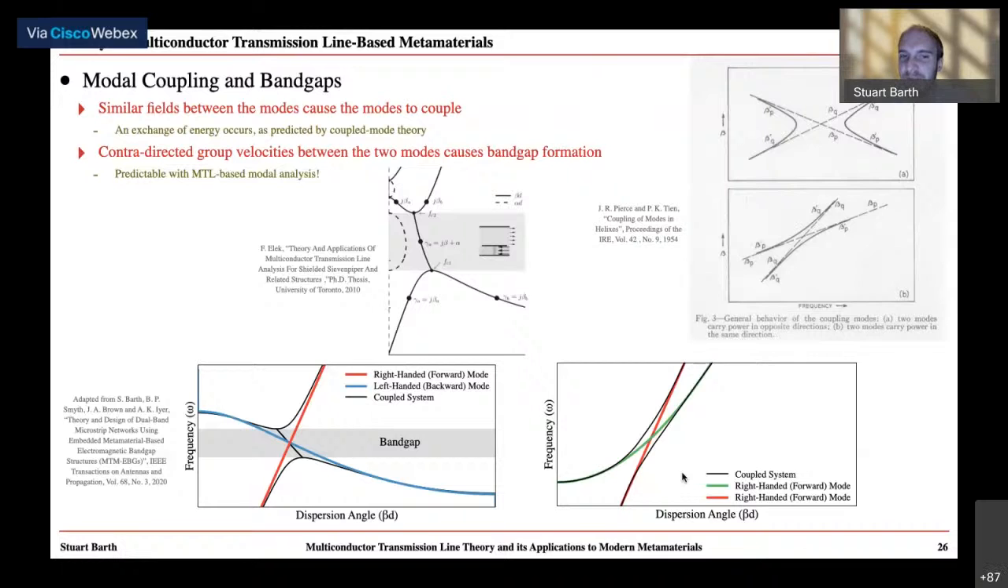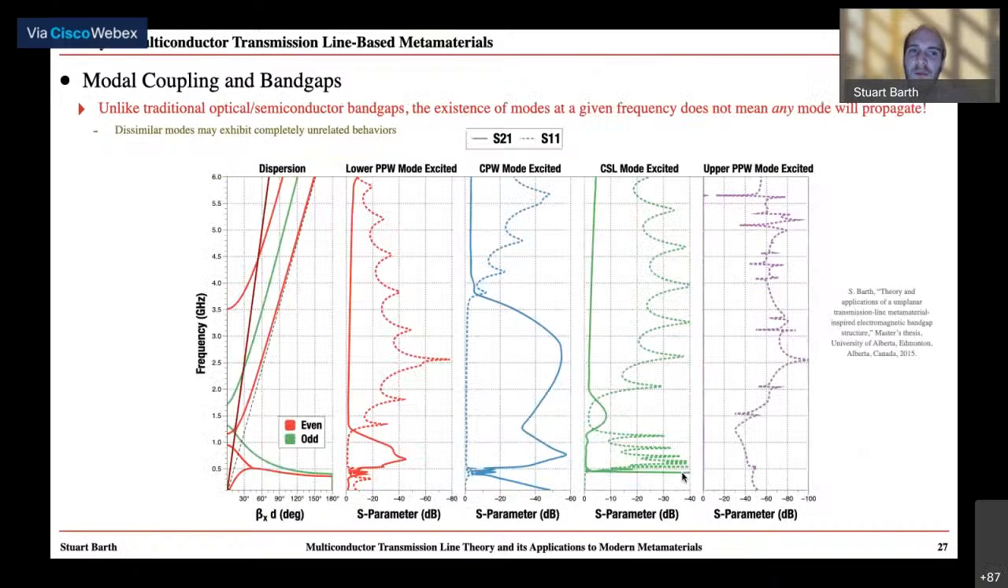Lastly, I'd like to note with respect to band gaps in particular, unlike traditional optical or semiconductor band gaps that you might see, the existence of a band gap for a mode at a given frequency does not mean that there is a complete net zero flow of energy at that frequency, because we understand from a microwave modal perspective that other modes can exist inside of band gap regions. So this means that dissimilar modes may exhibit completely unrelated behaviors. And I'll give you an example of that shown with the data below.